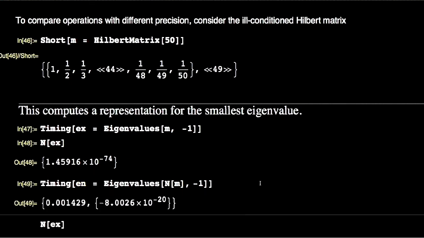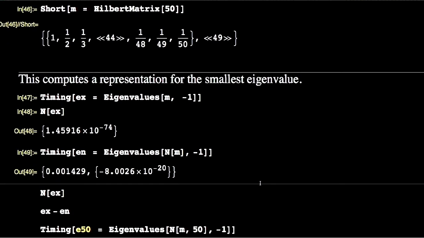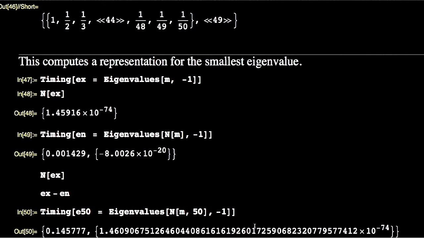Now notice if I do N of m first, this takes the numerical approximation first and then does the eigenvalues. Well, I'm not doing so well. The Hilbert matrix is a classic example of a poorly conditioned matrix. So this computation is poorly conditioned for machine numbers. That's a limitation of doing linear algebra with just plain old machine numbers. The advantage is it's super fast, but there are cases where it just doesn't work. Now I can do 50-digit arithmetic. So here I take N of m, 50.